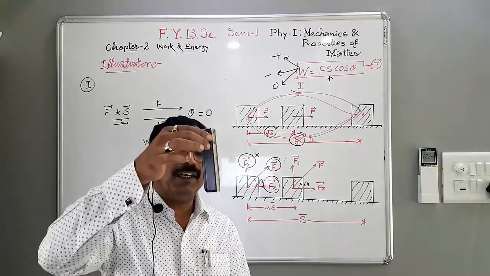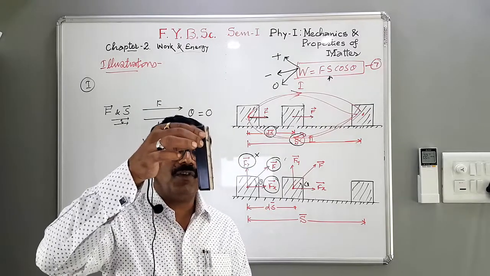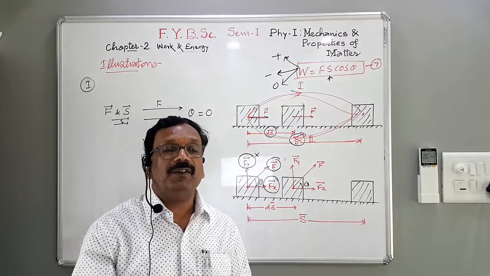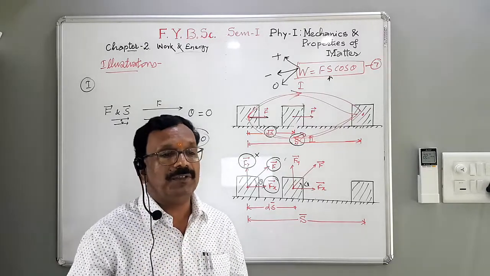लक्षात आलं? हा डस्टर मी इथून रिलीज केला तर तो काय होणार आहे? This duster falls freely under the gravitational force, and the work done by the gravitational force is positive.